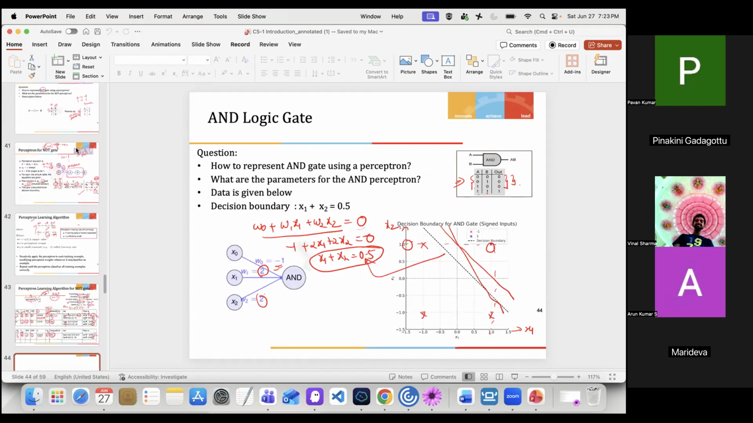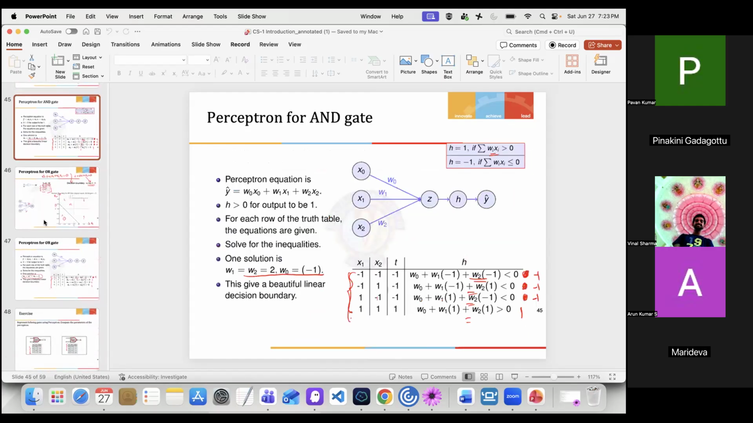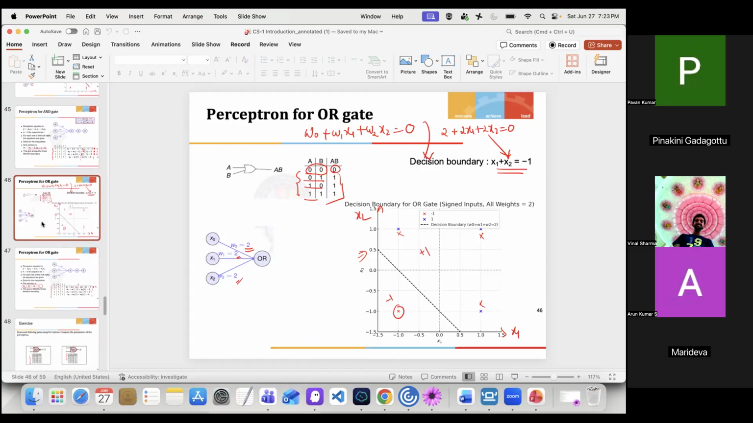If you open the perceptron for the OR gate, here x0 is always 1 because it maps to the bias, so we ignore that. x1 and x2 are your two inputs for the OR gate, which actually matter. You can consider this OR gate as a perceptron.